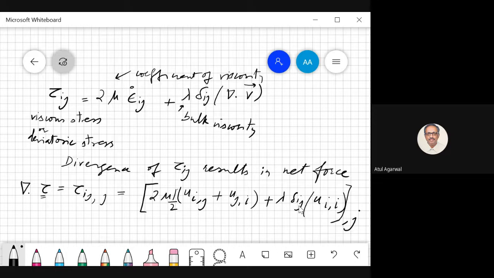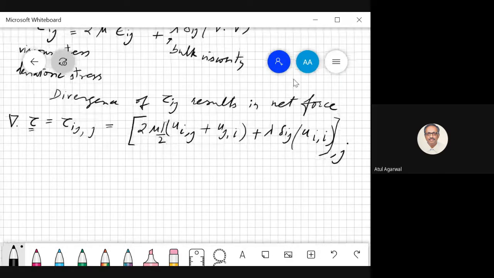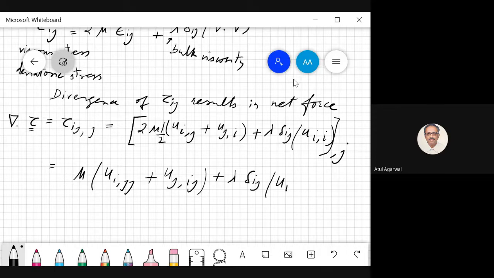Any questions about this? You have to practice it. It's not a big deal. Now we have to take its derivative. Now mu is a constant, so mu will not get affected. You have to take the derivative of this with j, so it becomes ui comma jj plus uj comma ij. Simple derivative, plus lambda delta ij ui comma i. You have to take the derivative with j. Simple differentiation.